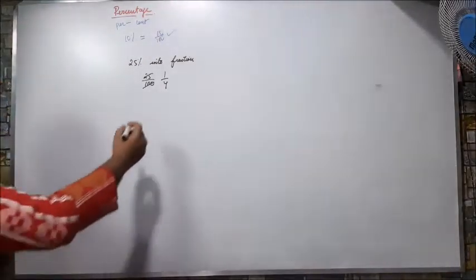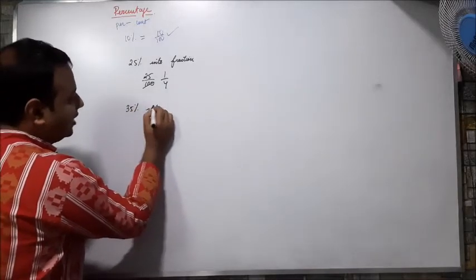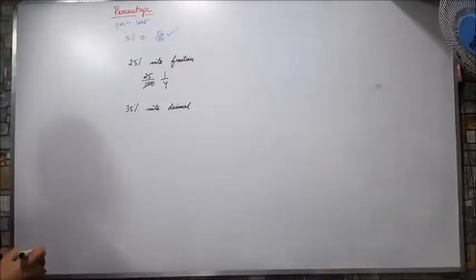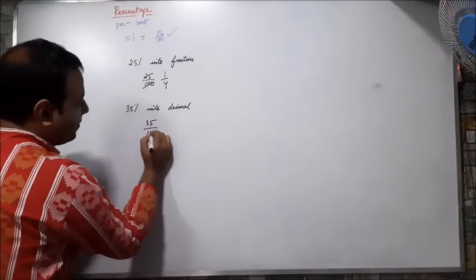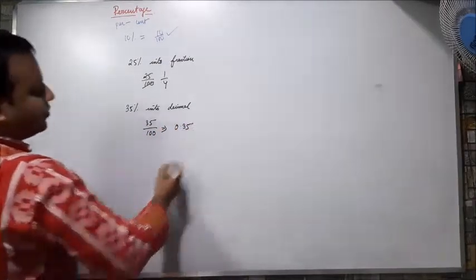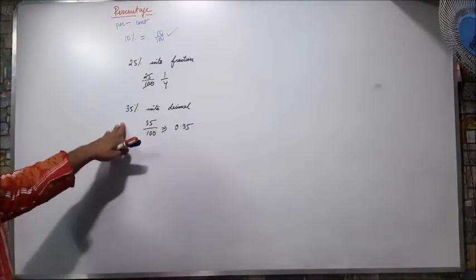Again, if I ask you to convert 35% into a decimal, then what are you going to do? You will write 35 by 100, which will be 0.35. So 0.35 is the decimal of this percentage.